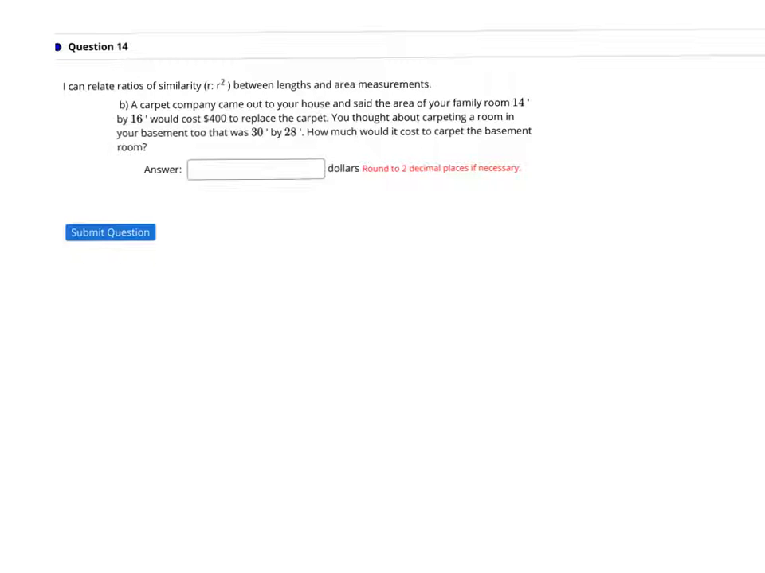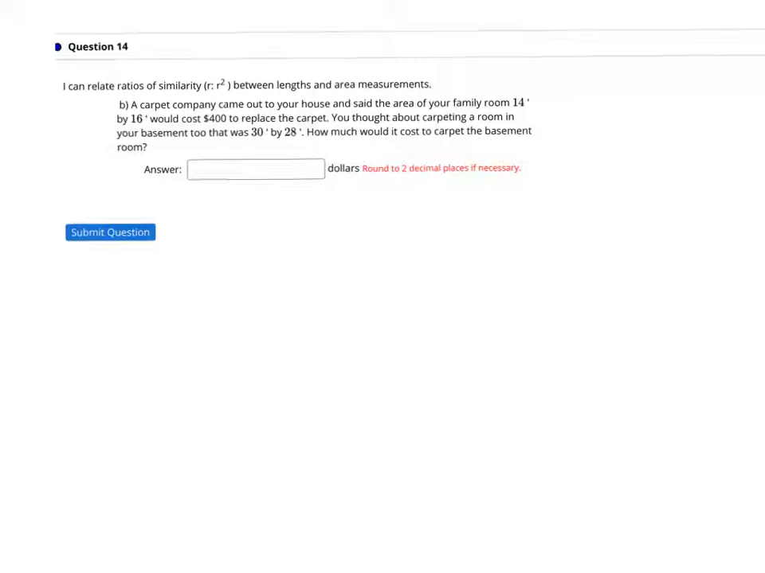Here's a question from the Target packet, number 14. A carpet company came out to your house and said that the area of your family room, which is 14 feet by 16 feet, would cost $400 to replace the carpet. You thought about carpeting a room in your basement too that was 30 by 28 feet. How much would it cost to carpet the basement?